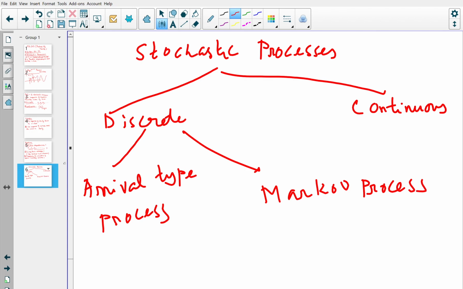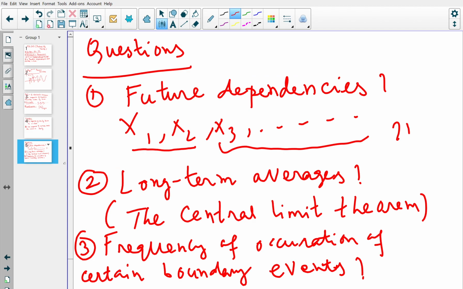There is also something called the continuous Markov process, but this is not in our syllabus. We are not going to learn this. We are going to learn the arrival type and the Markov process. Now what is an arrival type process? What is meant by this kind of arrival type process? Arrival means something is arriving or something is being received by someone.